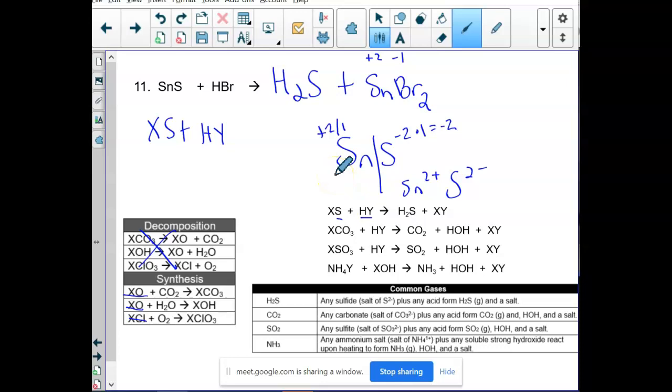Questions about how I got Sn to be a +2? Or why I wrote any of it that's on the screen? I haven't balanced yet. I just want to make sure you don't have any questions about the pieces I've written.